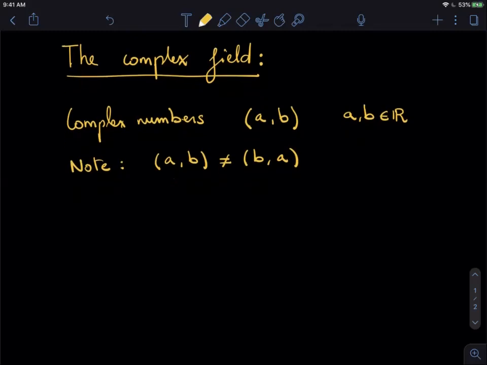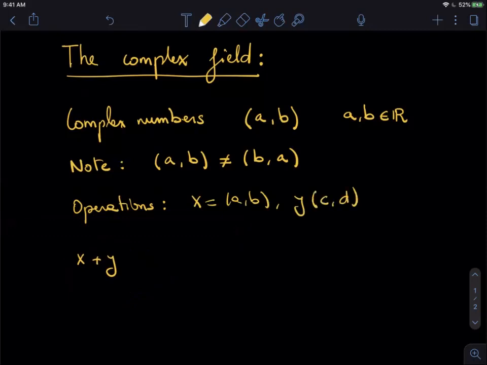There are two operations with complex numbers, the sum and the product. So the sum of two complex numbers. Let's say we have x that is (a, b) and y that is (c, d). So the sum x plus y is the sum component-wise. So it's (a plus c, b plus d). So this is the sum, the first one.